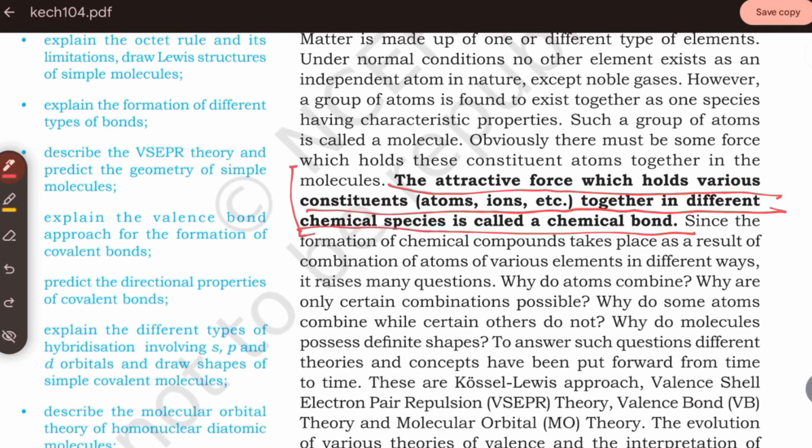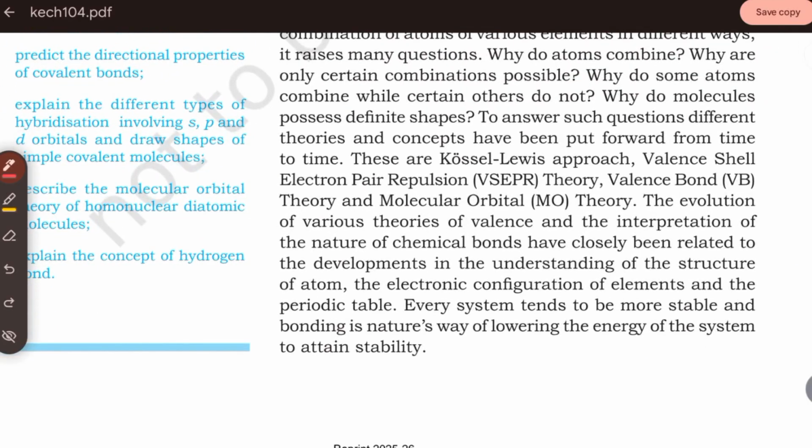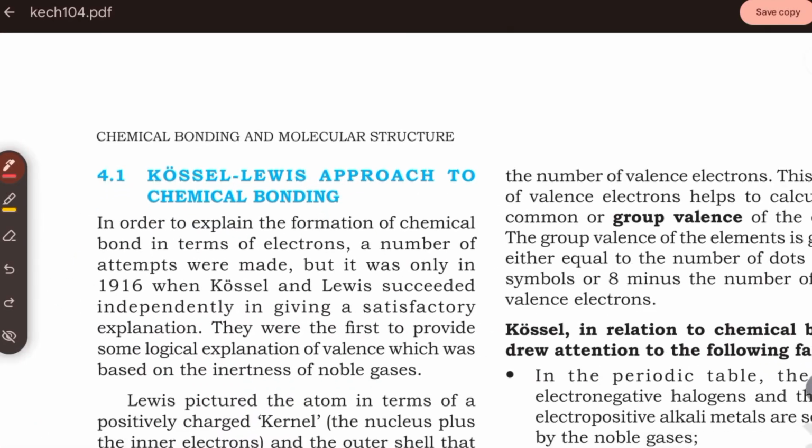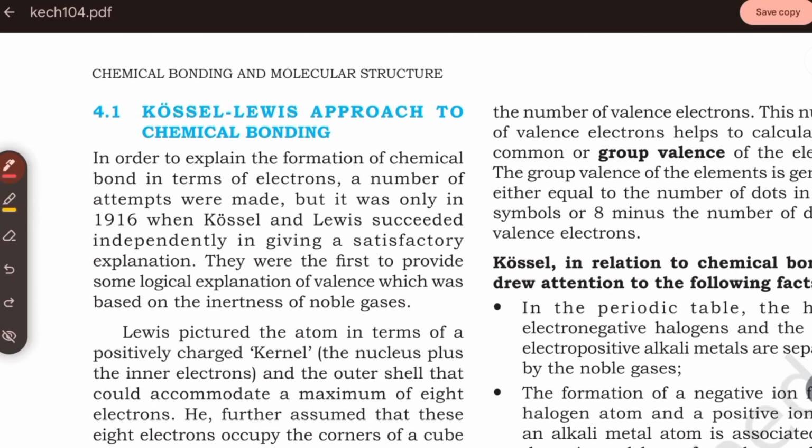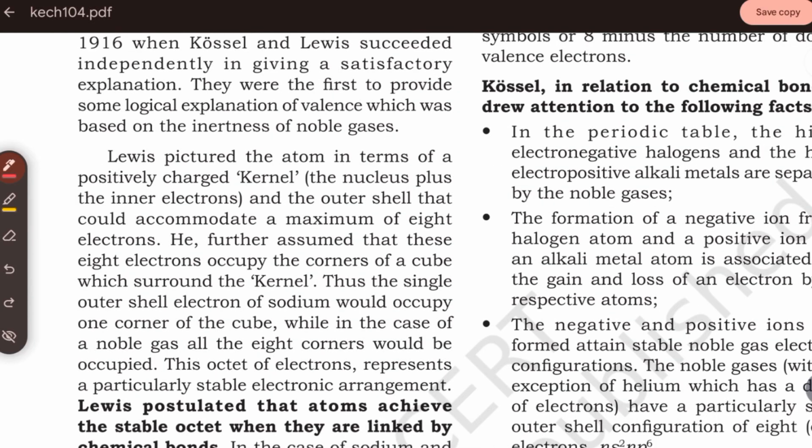There are various types of chemical bond that we are going to discuss later on, and now I'll try to get your focus on this part, that is the Kossel-Lewis approach to chemical bonding. According to this Lewis picture of chemical bonding, they have introduced certain terms called kernels. That is, the atoms are positively charged kernels, and these kernels are the nucleus plus the inner electrons. Not the valence shell electrons, but the inner electrons, and the outer shell can accommodate a maximum of 8 electrons, not more than 8 electrons.